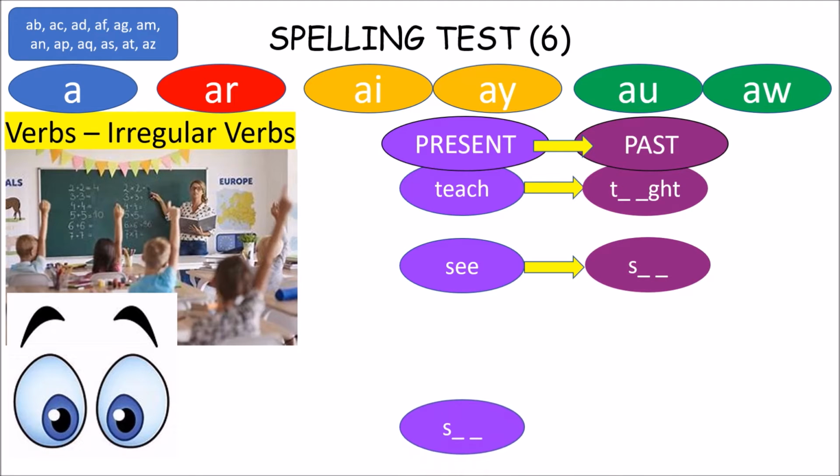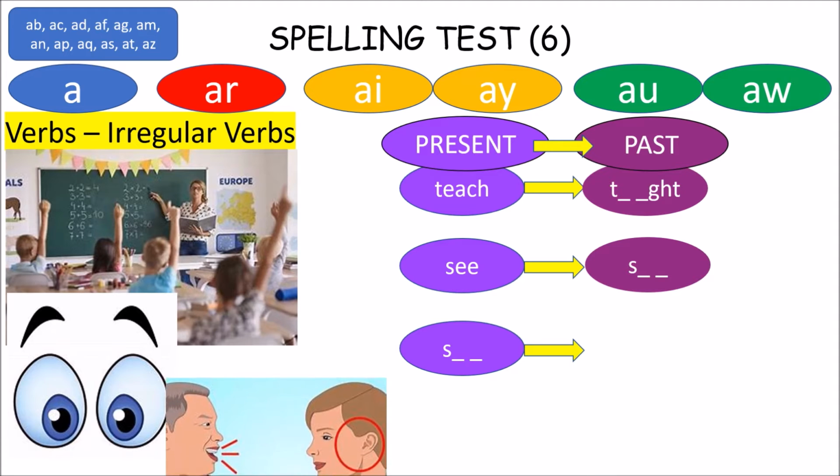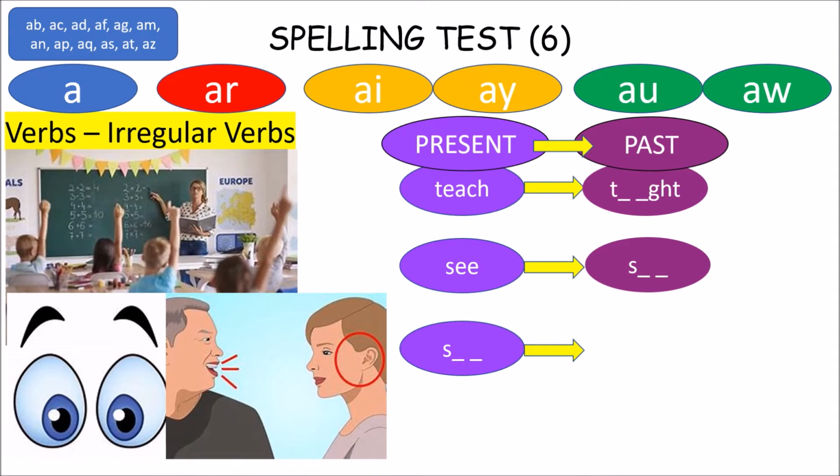The third one is say. A as in say. The past tense of say is said. Said is a sight word frequently used and the pronunciation must be memorized. And we will talk about sight words at the end of level 2. The last one is pay.